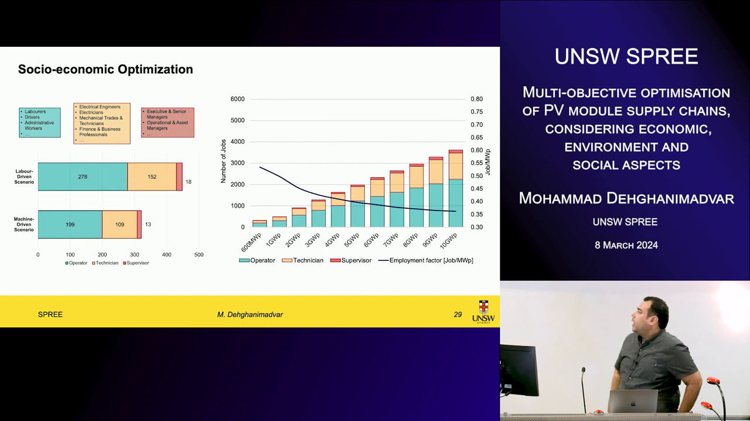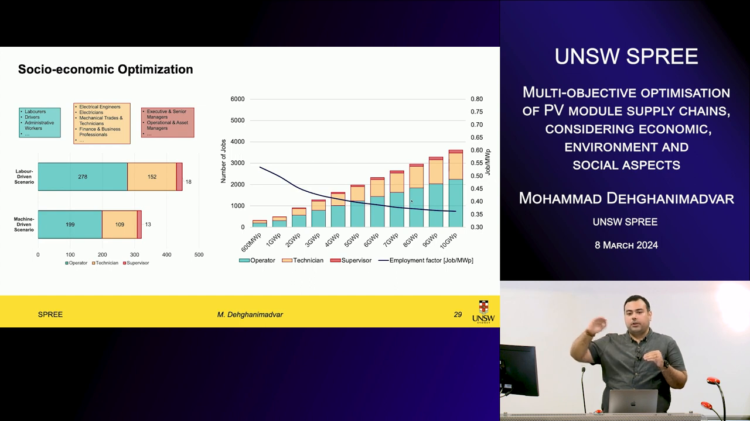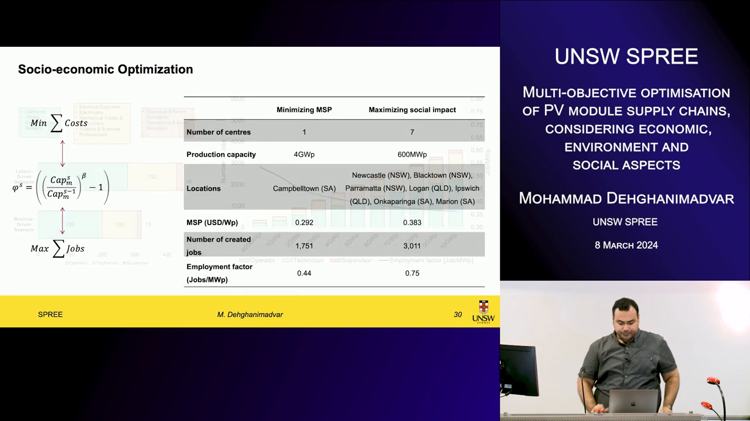And next, I go to the social front and see what happens. Is there any relation between creating jobs and minimizing the cost? As you see in the right figure, when we increase production capacity, the number of created jobs increases. But the number of created jobs per production capacity decreases because of economies of scale. If you produce at 10 gigawatts, per watt you need fewer workers, or you generate fewer jobs. So I found that there is a kind of connection between jobs and minimizing the cost.